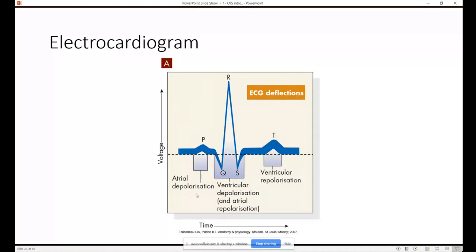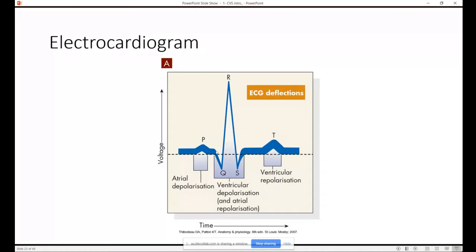Now, atrial repolarization, we can't see it because it is a short event and it is hidden within the ventricular depolarization, because ventricular muscle is so thick there is so much electrical signal generated there that we cannot pick up atrial repolarization. It is hidden somewhere at the same time when ventricles are depolarizing. So this is an ECG, a typical ECG recording. P wave tells you about atrial depolarization, QRS about ventricular depolarization, and T wave ventricular repolarization, when ventricular muscles are repolarizing, or going back to the resting membrane potential.